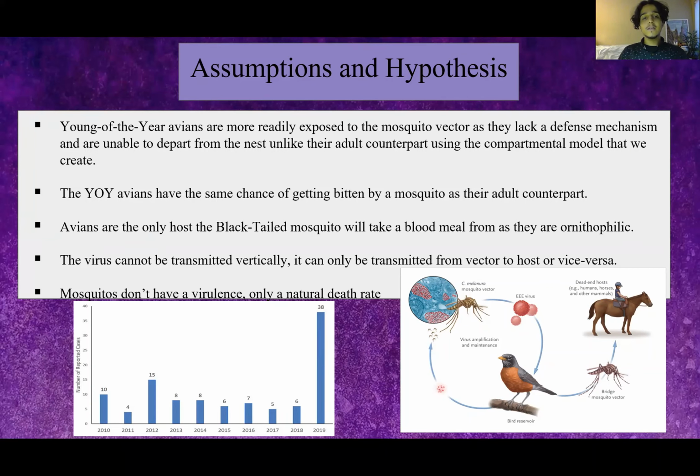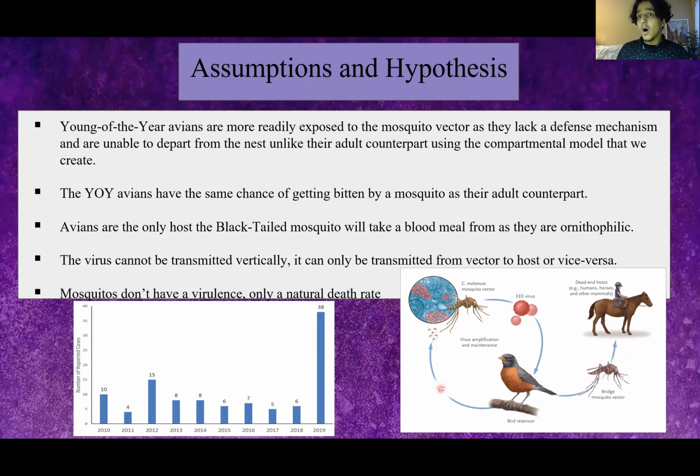We assumed the avians are the only host for the black-tailed mosquito, and this is the only place that this mosquito will take a blood meal, as it is ornithophilic. Now, the virus is also not transmitted vertically, meaning from mother to offspring. It can only be transmitted horizontally from birds to mosquitoes or vice versa.